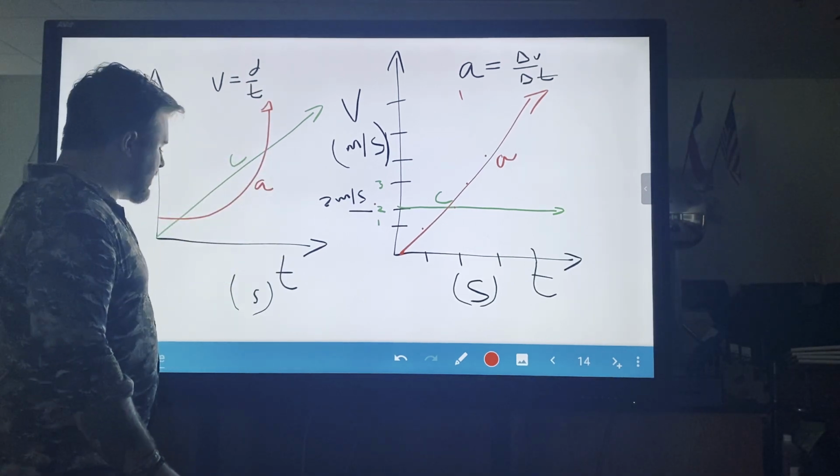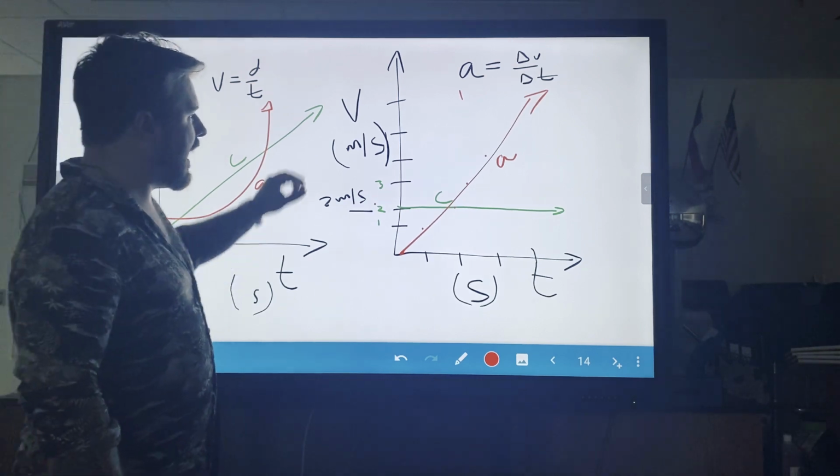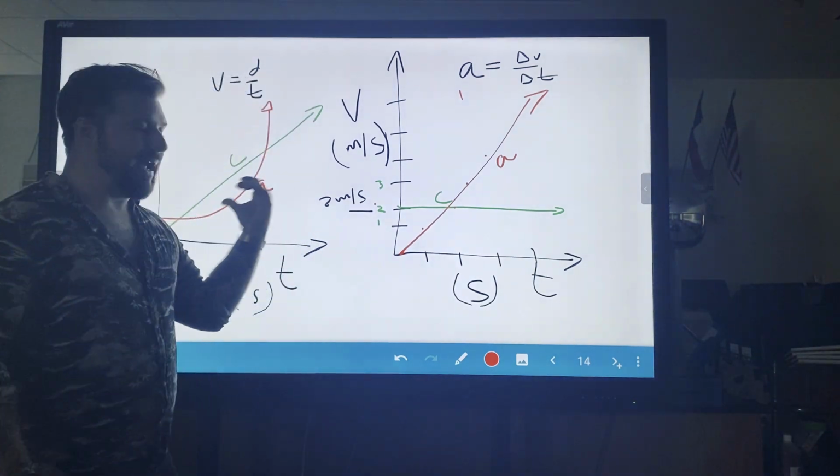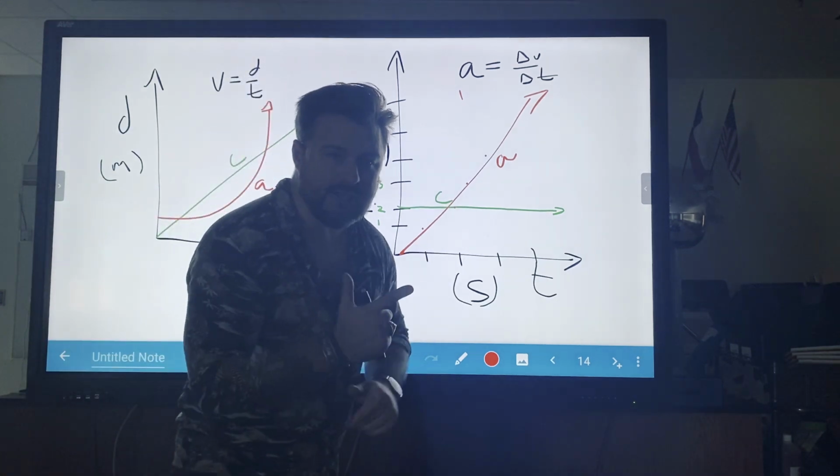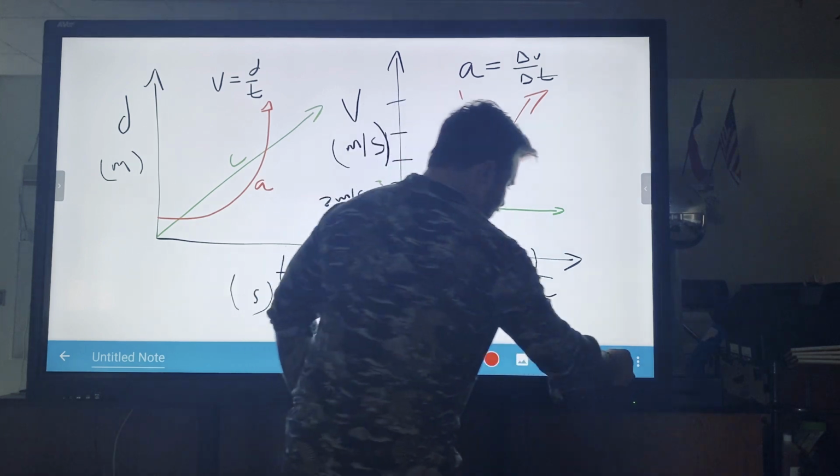I've got my position versus time graph, my distance versus time graph, and my velocity versus time graph. You have to know both of these, ladies and gentlemen. This is on your quick check. Make sure you do it. I want to tease this one too.